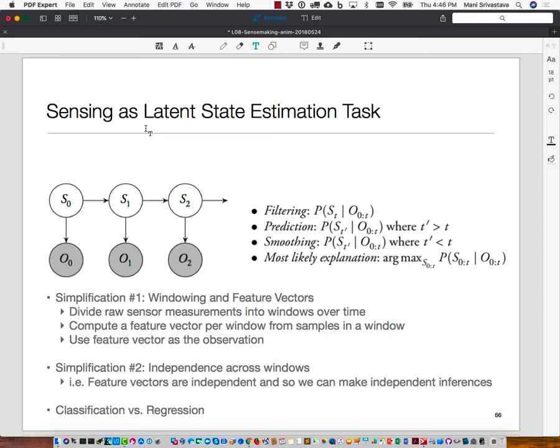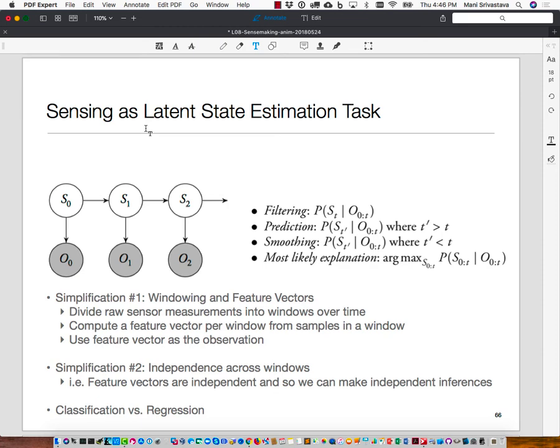Prediction is, given all the observations until some time t, I want to predict the state at a future time. So, is the car going to hit the car in the front? That's a prediction task.